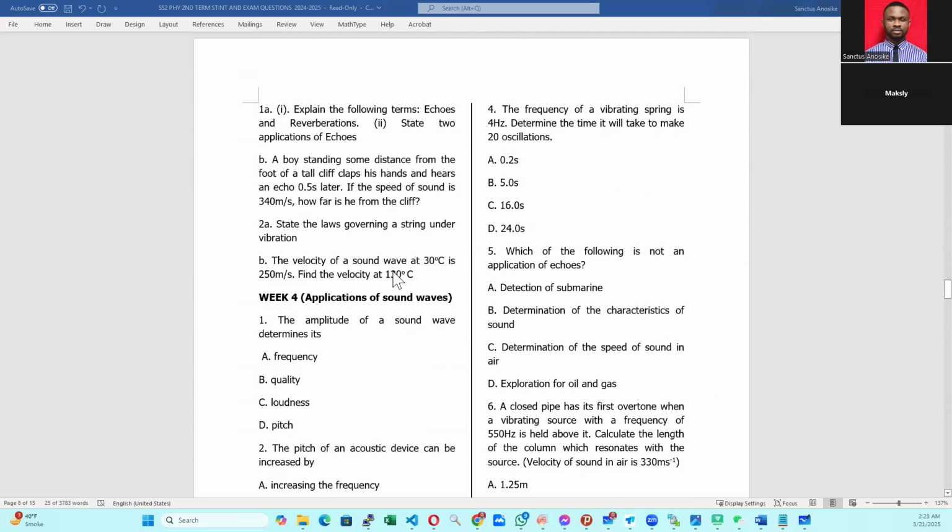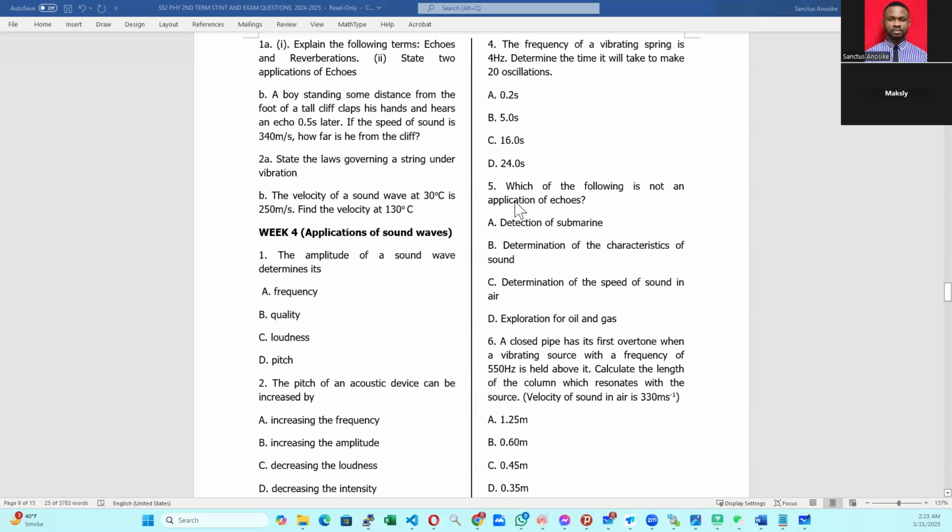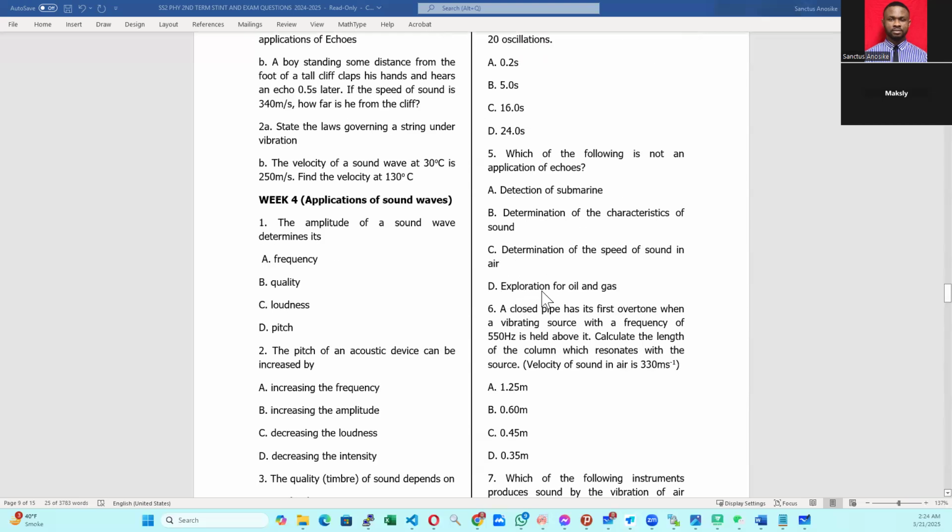Anyway, some of the questions here, I can see: which of the following is not an application of echo? You see, I have already answered some of these questions. The answer for number 5: which of the following is not an application of echo? Detection of submarine, determination of characteristics of sound. This one, determination of characteristics of sound. Because determination of speed of sound in air is also an application. Exploration for oil and gas is also an application. But the determination of the characteristics of sound is not an application of echo.